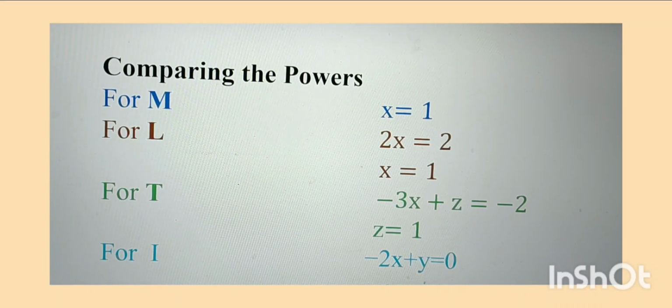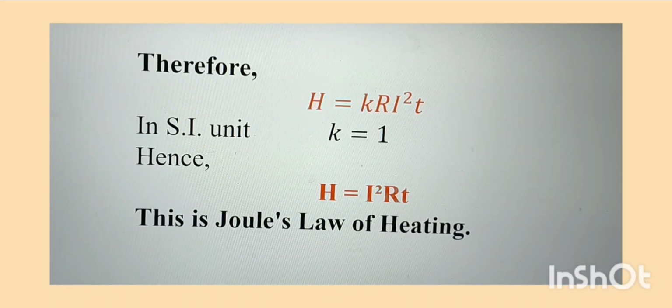So, you can see what are the values of X, Y and Z. Now, we get finally H equals K R I squared T. In SI unit, we know K equals 1. Hence, finally we get H equals I squared R T. And this is our well-known Joule's law of heating.